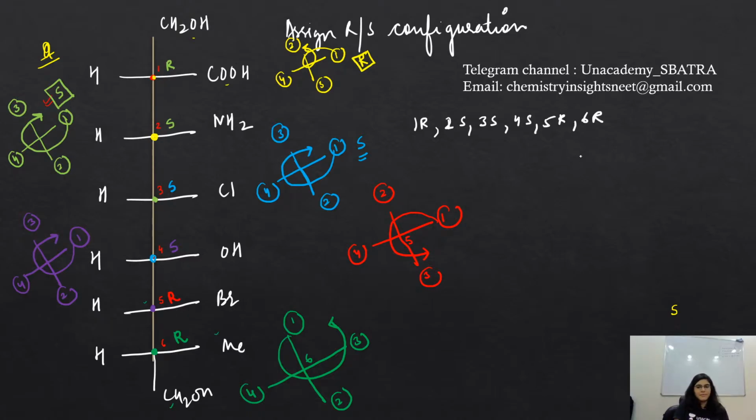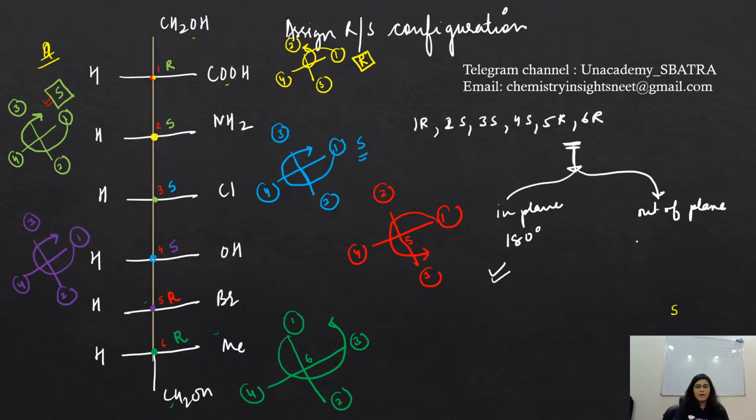Otherwise, the next question, which is in front of your screen: if I do in-plane 180-degree rotation of this Fischer projection, then what will happen to the configurations, and what will happen if I do out-of-plane 180-degree rotation? This is your first question and this is your second question.